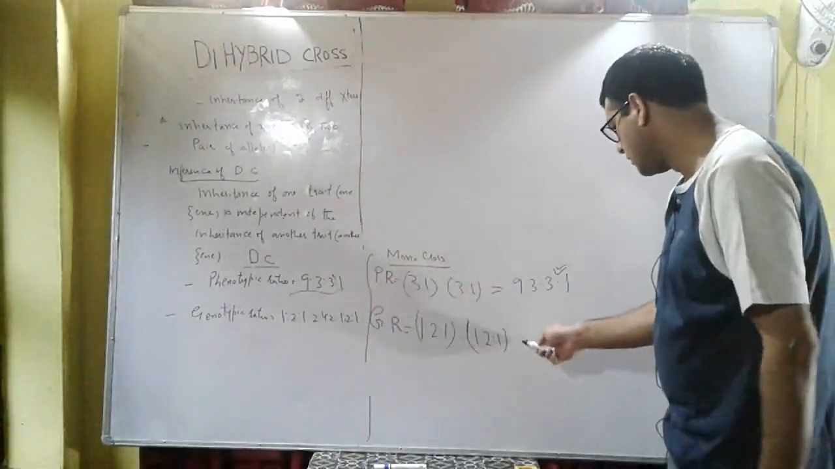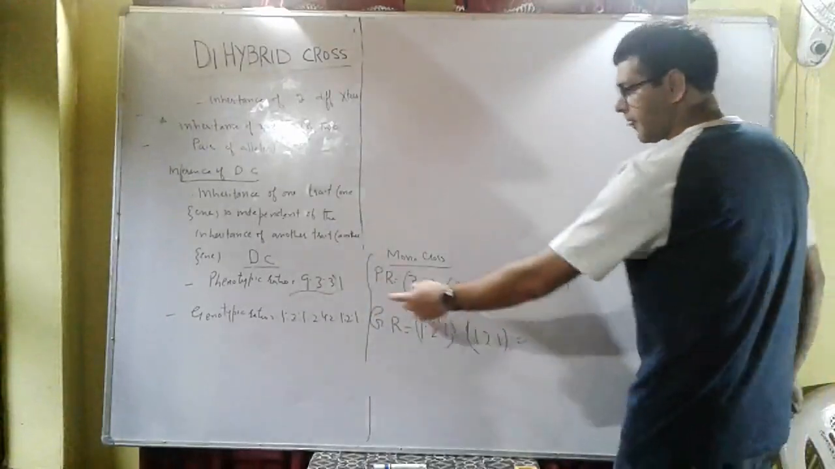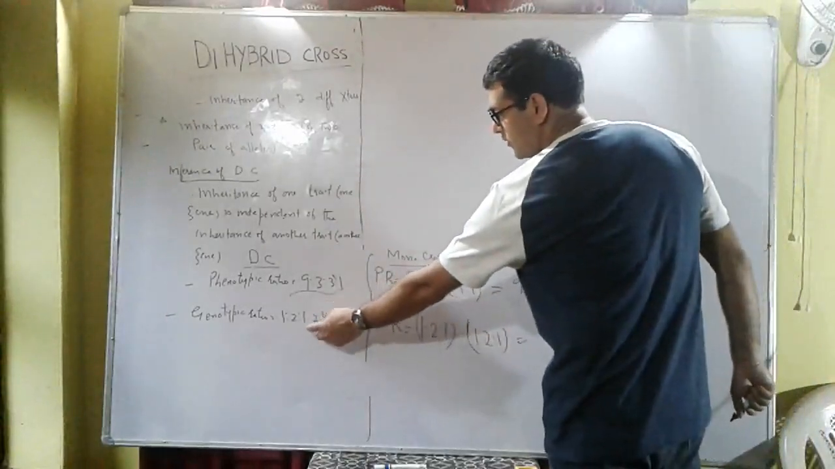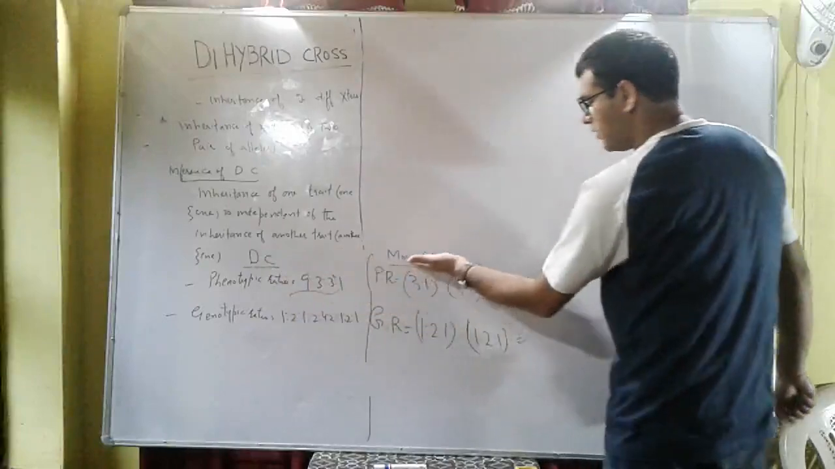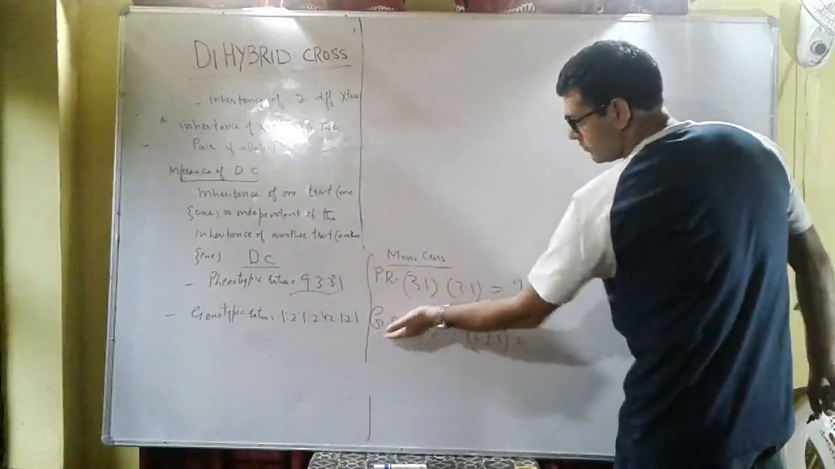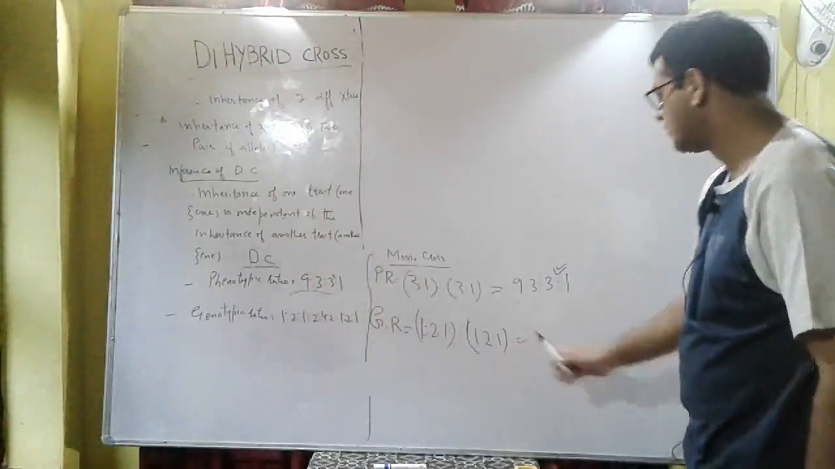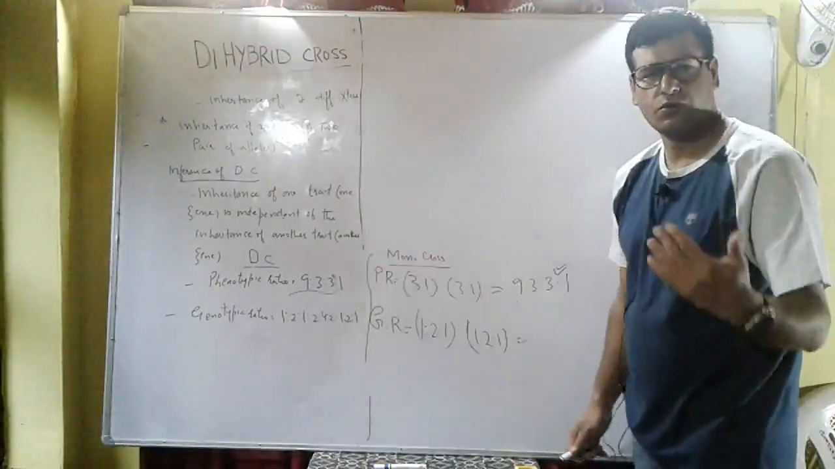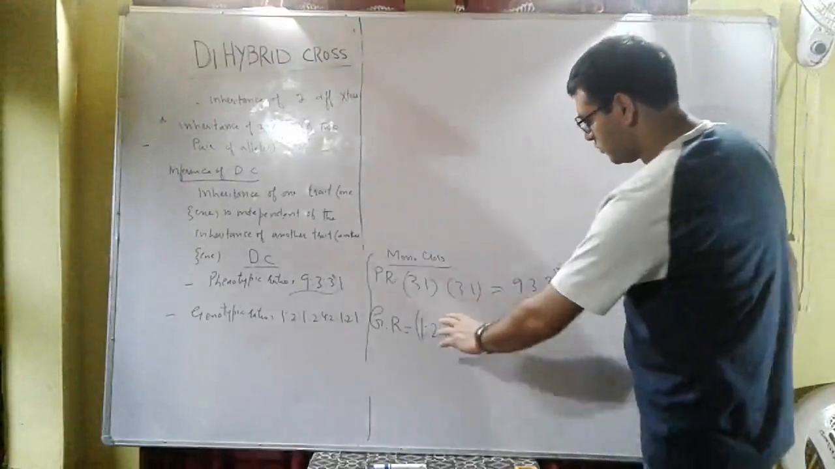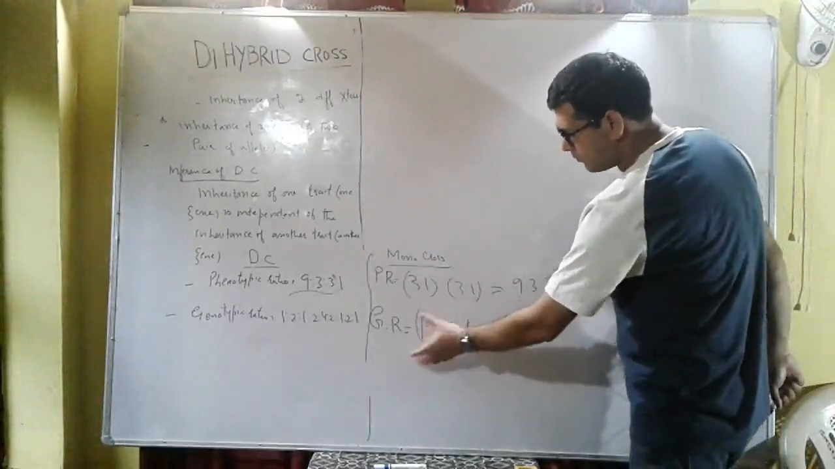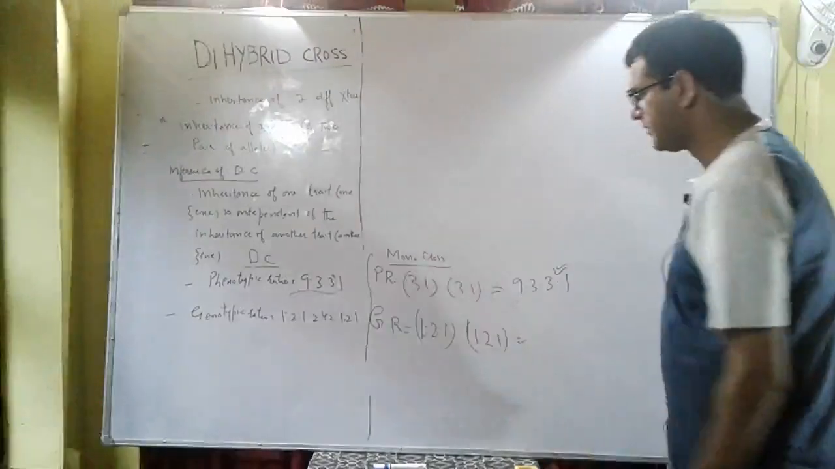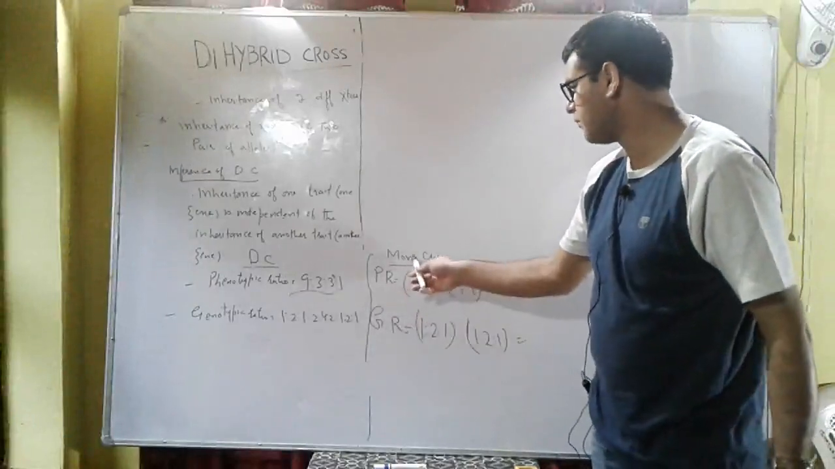Same is the case. We can also calculate the genotypic ratio in case of dihybrid cross from the monohybrid cross genotypic ratio. So we have 1:2:1, 1:2:1. As we are taking two characteristics, we have to multiply the genotypic ratios in case of monohybrid cross.